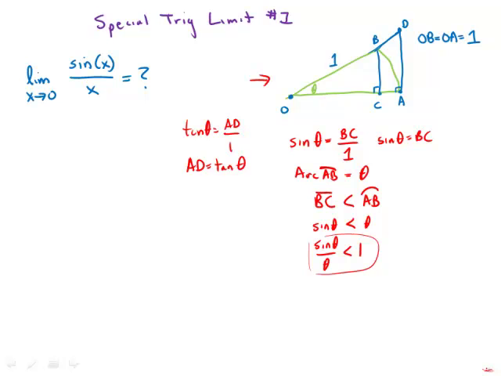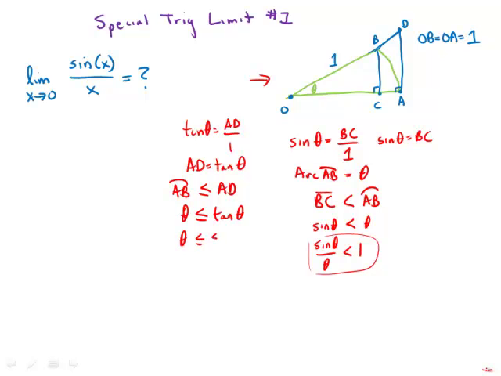And it's pretty easy to see that the tangent of theta is going to be larger. AD is going to be greater than or equal to the arc AB, and again, equal only when we shrink the angle down all the way to 0. And so what this means is that theta is going to be less than or equal to tan theta.